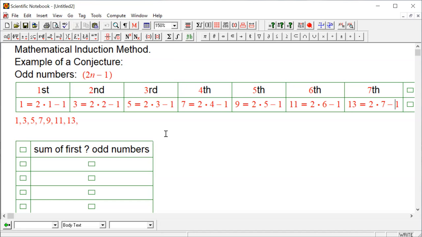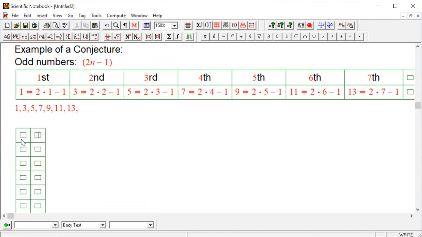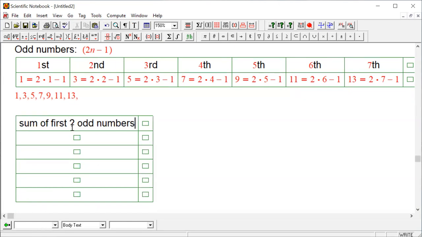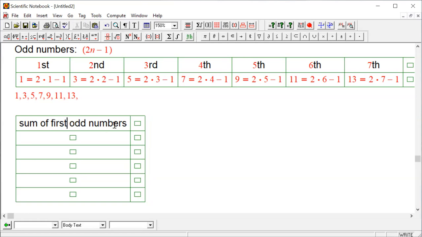Next we're going to look at the sum of the first odd numbers. For example, the sum of the first one number. What would that be? I'm going to put this over here. The sum of the first odd number, which we only have 1, right? So 1 is, of course, equal to 1.